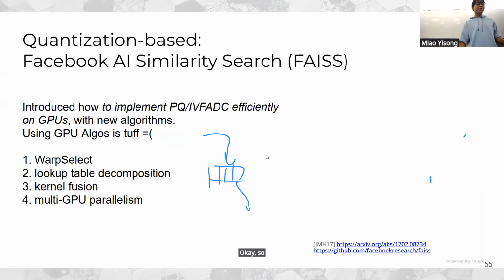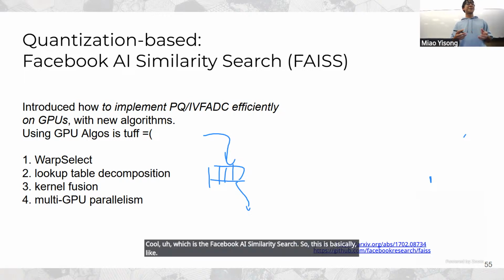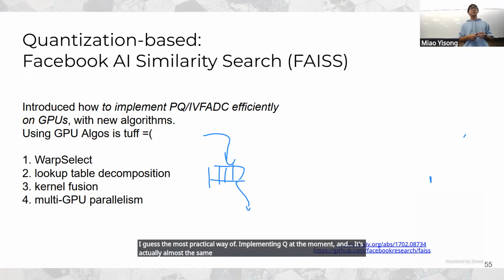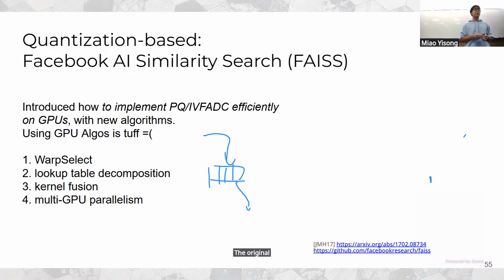Okay, so the last one I would like to introduce is this paper called FAISS, the Facebook AI Similarity Search. This is basically, I guess, the most practical way of implementing PQ at the moment, and it's actually almost the same method as the original PQ paper. But the one issue with the PQ paper was that it was not parallelizable, right? It was not easily parallelizable.